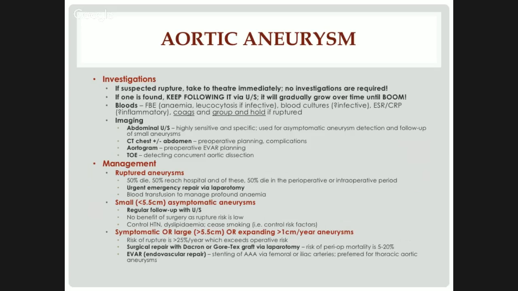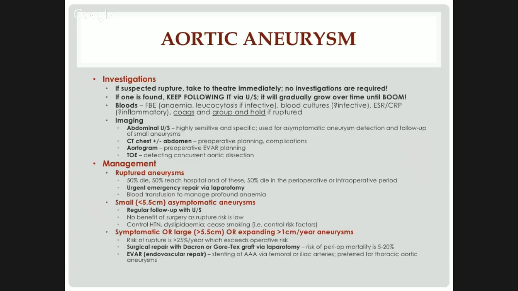In terms of the asymptomatic aneurysms, we tend to classify them as being small, which is less than 5.5 centimeters. And for these, you just keep on doing ultrasounds every 6 to 12 months. Keep an eye on it because the natural history of an aneurysm is it will get bigger and it will eventually rupture. So it's very important to keep an eye on them.